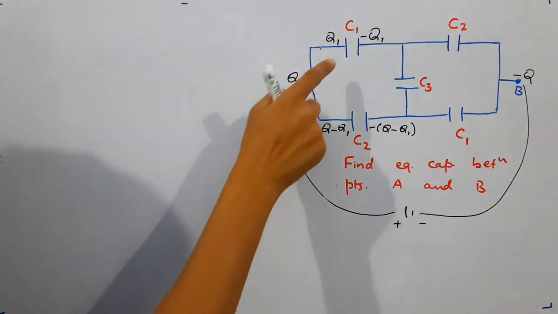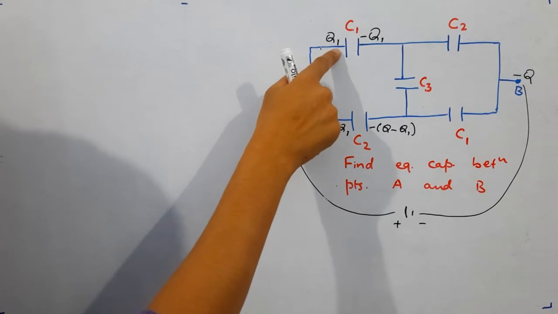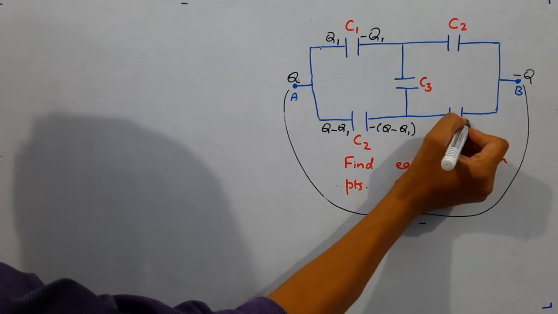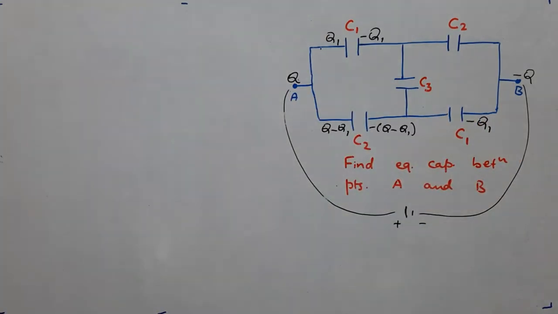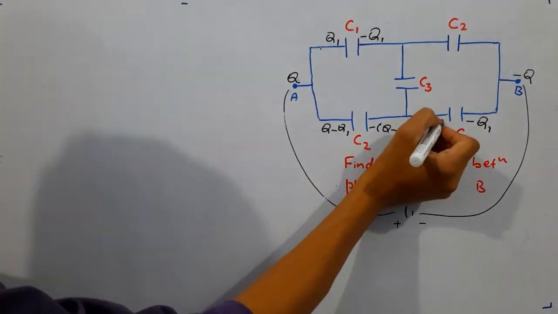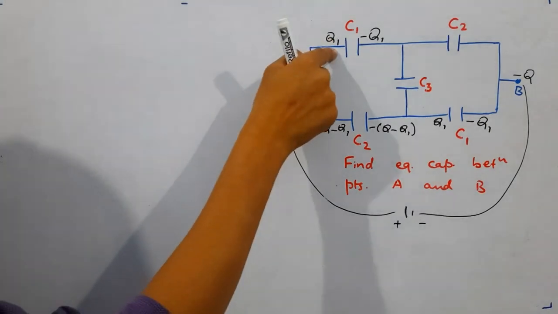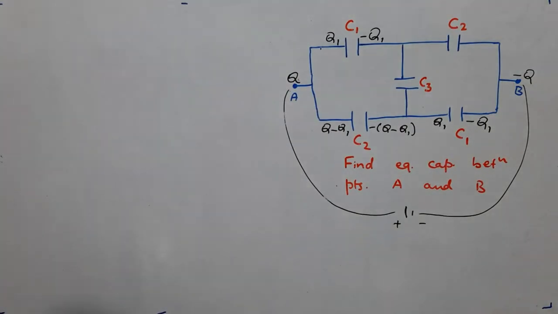By symmetry, in capacitor C1, in the left side, since charge Q1 has appeared, therefore out of minus Q, minus Q1 charge will appear on C1. Is it clear, students? So this will be Q1, this will be minus Q1. Out of Q, Q1 appeared here. Out of minus Q, we say minus Q1 appears there.